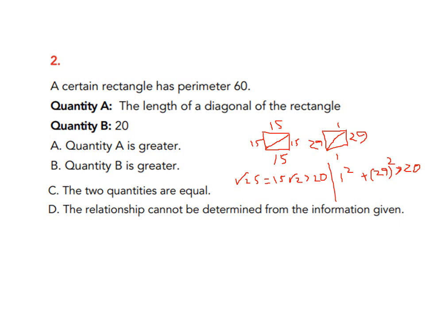And in another case, where say the width is 29 and height is 1, we can find out the diagonal using the formula of Pythagoras, that is root over 1 square plus 29 square. That is also greater than 20. So in both cases, the answer will be A.